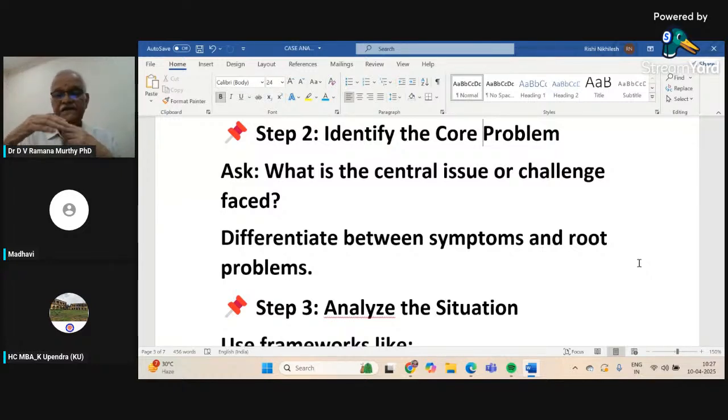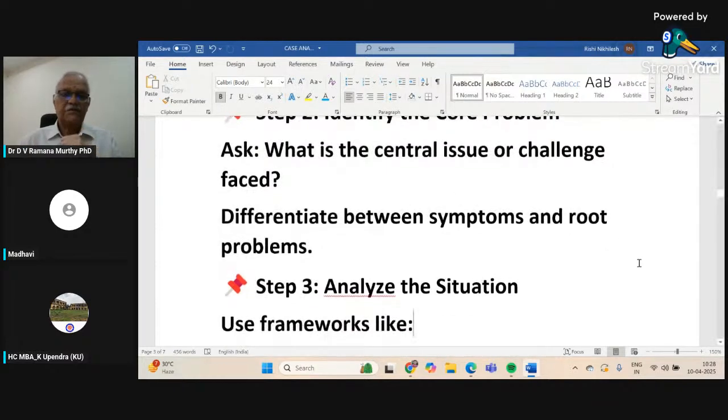When you read through the case, you may identify certain surface problems, but those are not the real problems. Those are symptoms of a bigger problem. That's why reading thrice and carefully gets you to the root cause, the root problems. So the second step is to take proper care in identifying the core problem in the case.